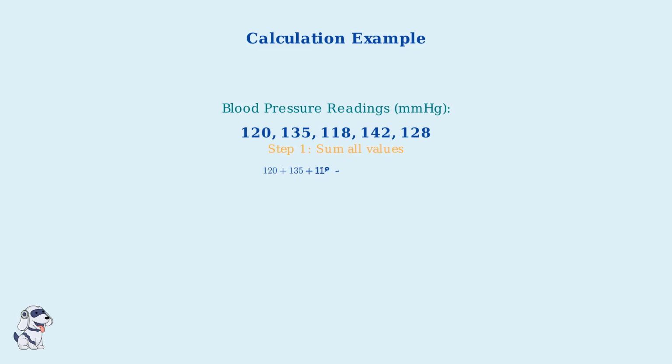To calculate the mean, we first sum all the values. 120 plus 135 plus 118 plus 142 plus 188 equals 643. Next, we divide this sum by the number of data points. Since we have 5 readings, we divide 643 by 5 to get 128.6 millimeters of mercury as our mean blood pressure.